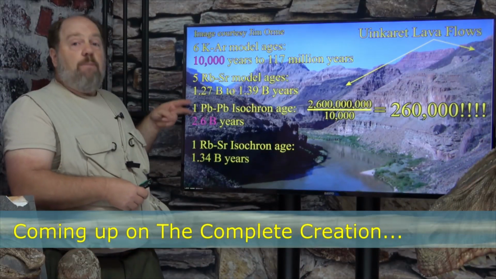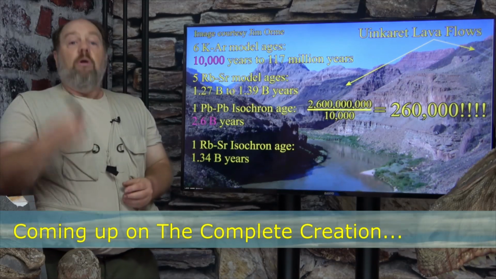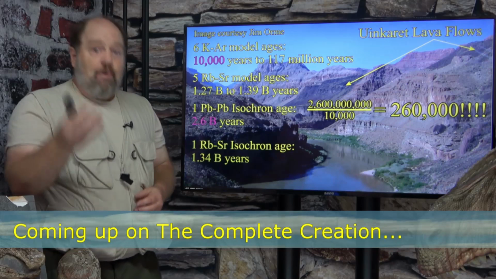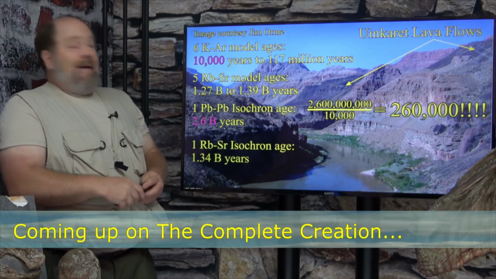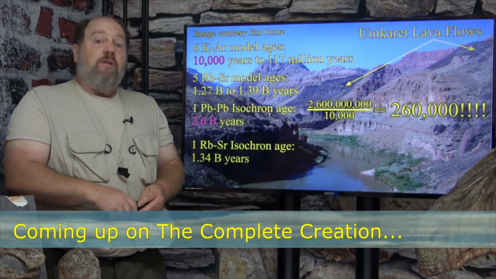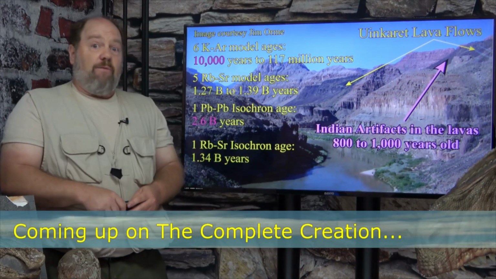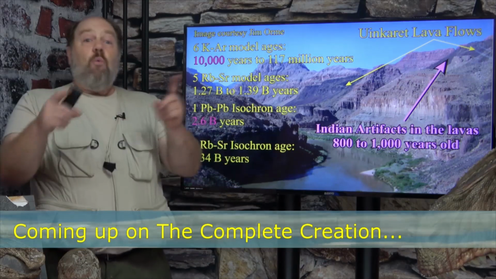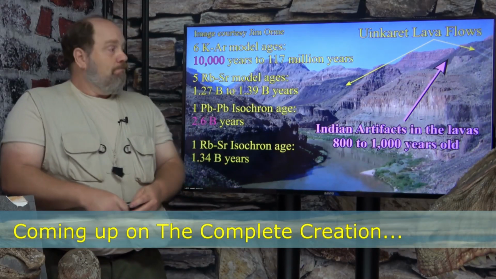Age, seeing as how it's supposed to be the more reliable and accurate one, so we'll conclude the lava rocks are 2.6 billion years old. That sounds impressive until you find out that there's Indian pottery in the lava flows, so we know the lava flows are actually only 800 to 1,000 years old. Oops.